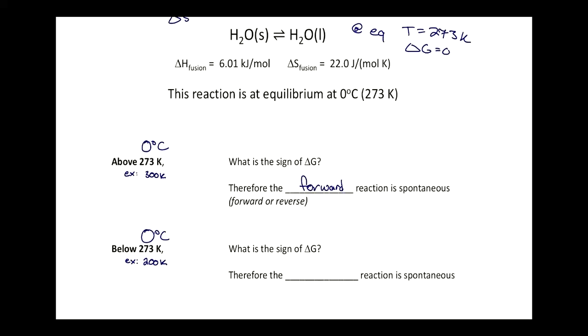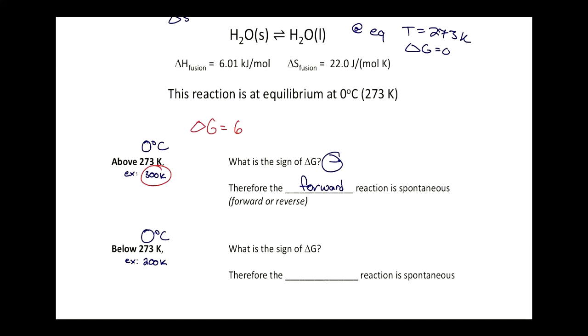So doesn't that mean that the sign of delta G must be what if this reaction is spontaneous? It should be negative. You don't have to guess. Just plug in that number and check for yourself, all right? So I already told you delta H and delta S. Let's just use an example, 300 Kelvin. Ask yourself, what is delta G when the temperature is 300 Kelvin? It should be negative in this case.